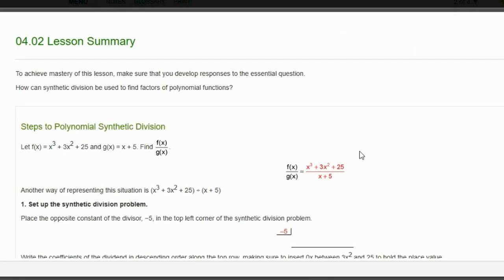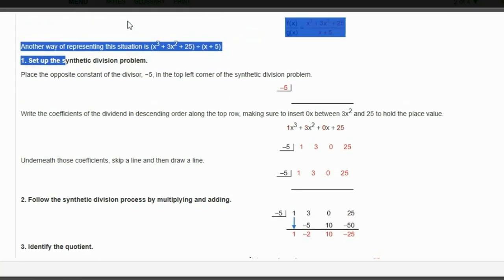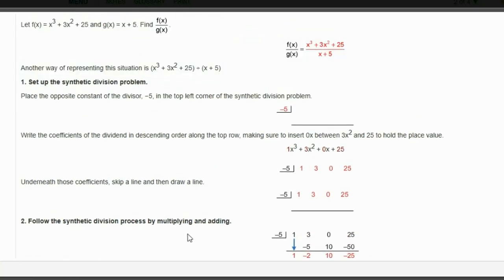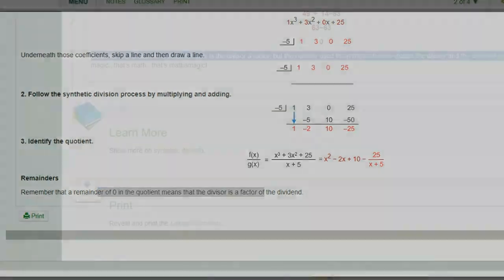And there's the lesson summary. Steps. Set up the synthetic division problem. Follow the process by multiplying and adding. Identify just the quotient. Looking at the singular and plural, remember, remainder 0 means it's a factor.